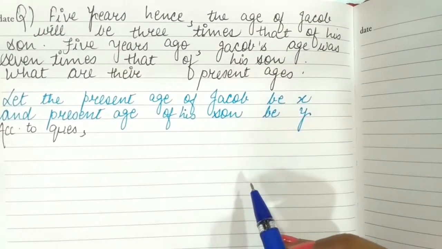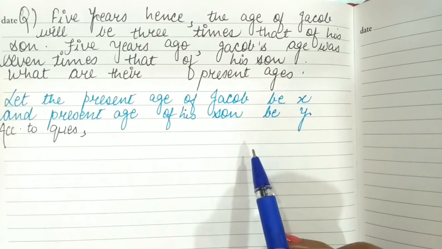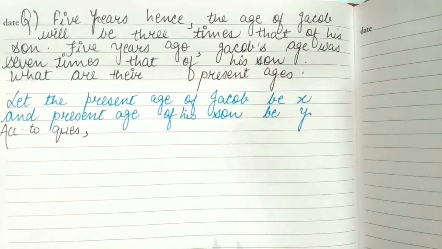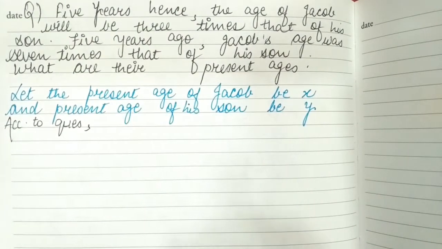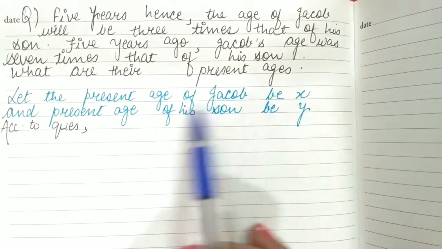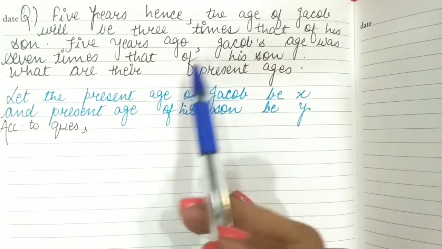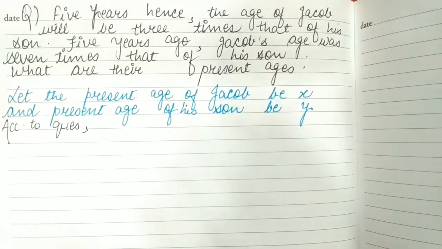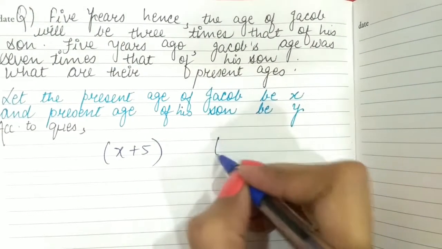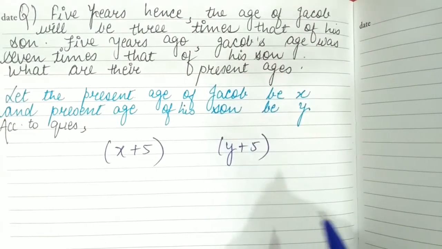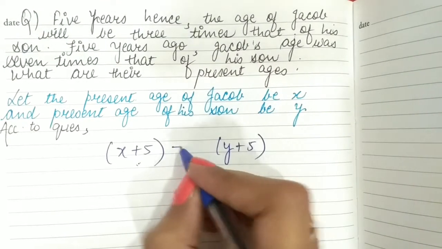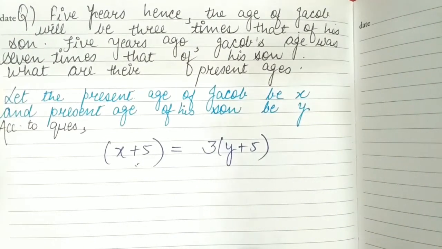In the next question it is asked, 5 years hence the age of Jacob will be 3 times that of his son. And 5 years ago Jacob's age was 7 times that of his son. What are their present ages? We have assumed here, let the present age of Jacob be x and present age of his son be y. 5 years hence, so after 5 years, the age of Jacob is going to be x plus 5 and the age of his son will be y plus 5. It is said will be 3 times that of his son. The age of Jacob will equal 3 times the age of his son.